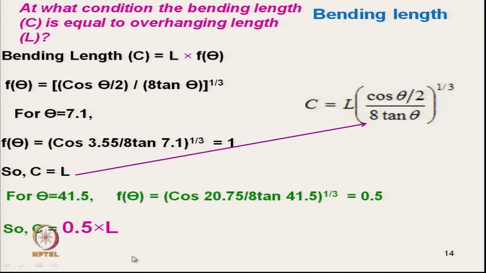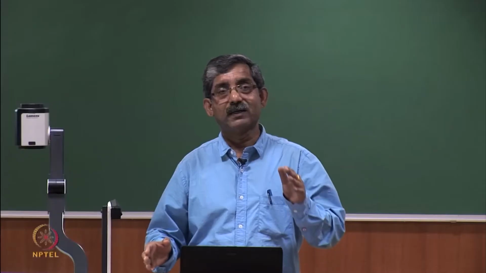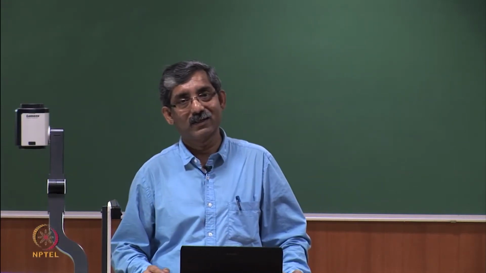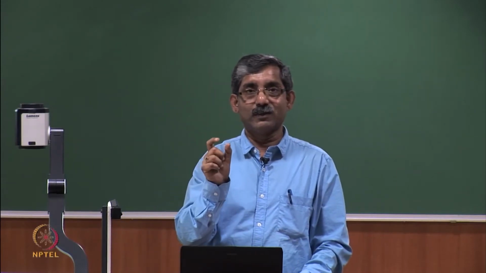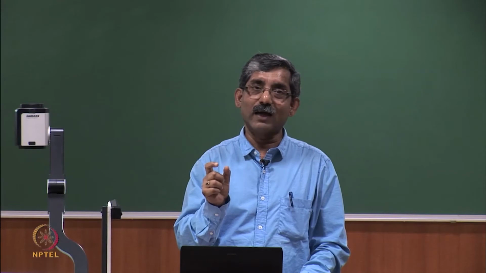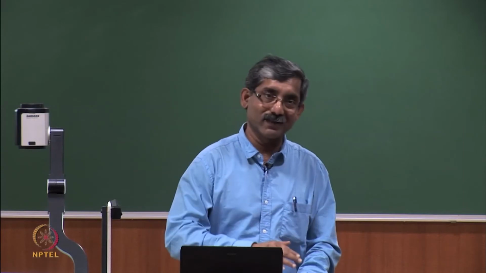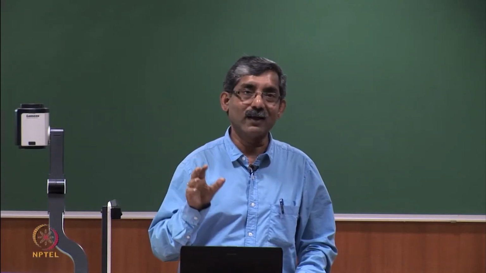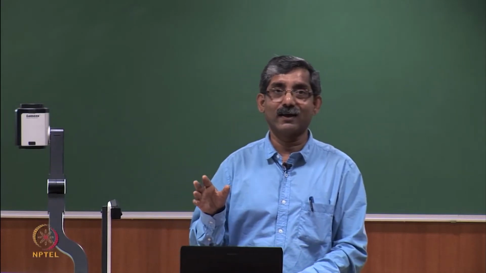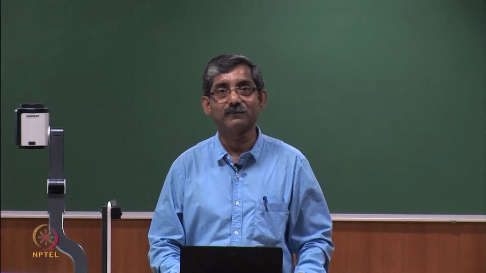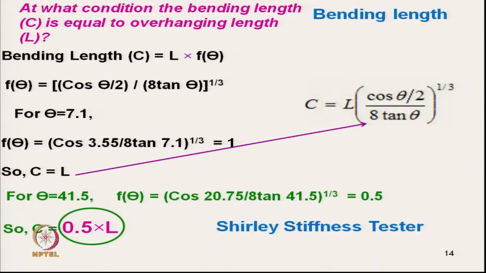If we get the overhanging length, then half of that is the value which is the bending length. That is why, if we see carefully the scale in the Shirley stiffness tester, it shows 1 centimeter but it is actually 2 centimeters. It is gauged in such a fashion that we directly get the value. It is not the exact overhanging length we are getting, it is the bending length. So that is why the scale there is just doubled. It is used in the Shirley stiffness tester.